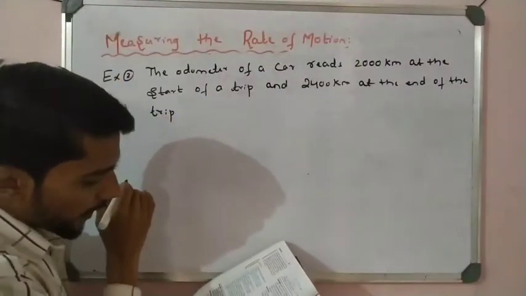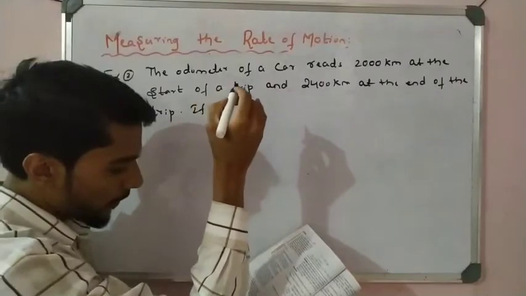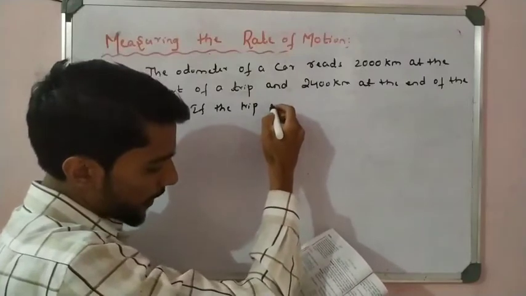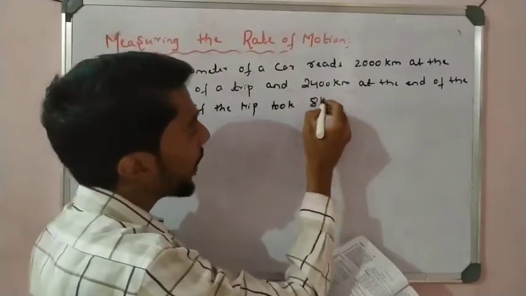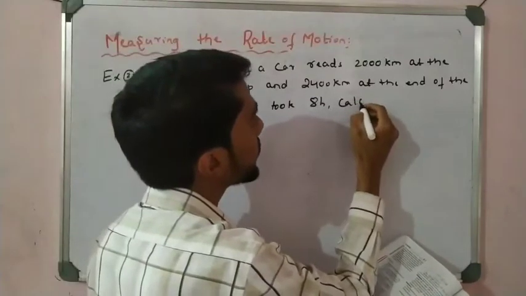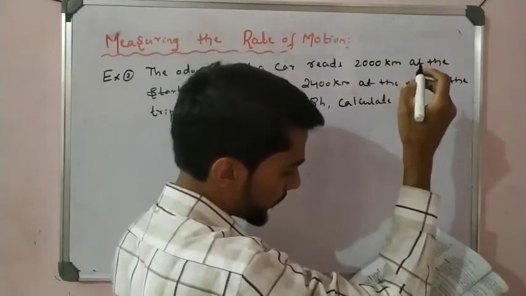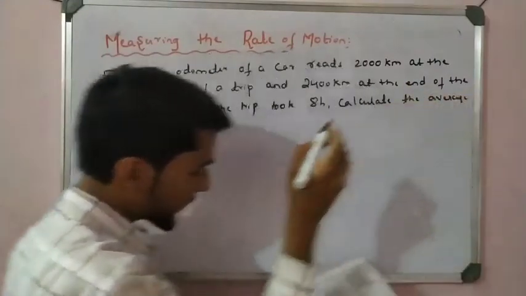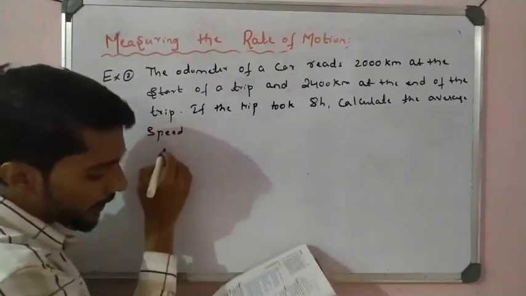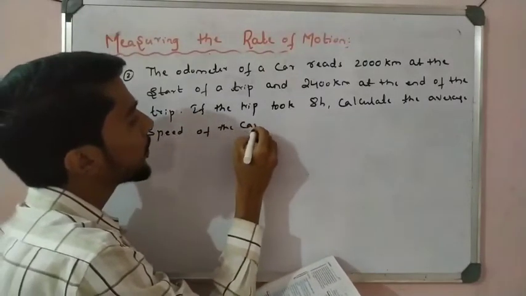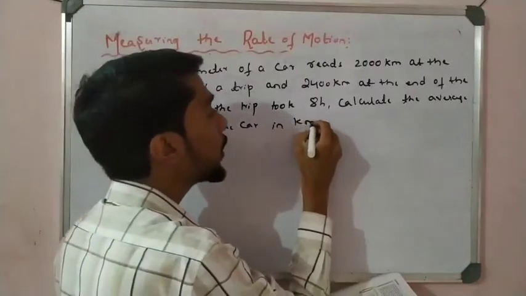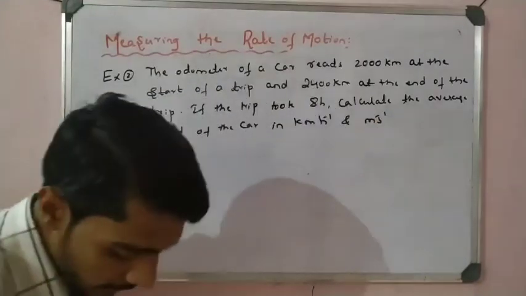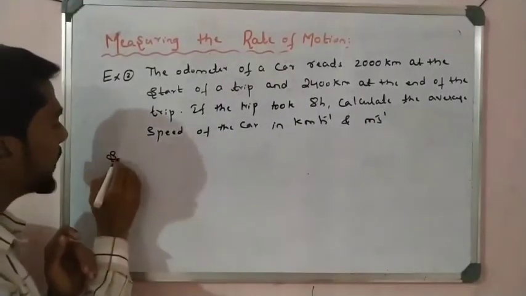Now if the trip took 8 hours, calculate the average speed of the car in kilometer per hour and meter per second, right? Both are there. So see students, that is a very important problem here.